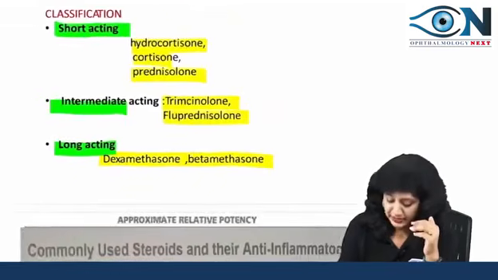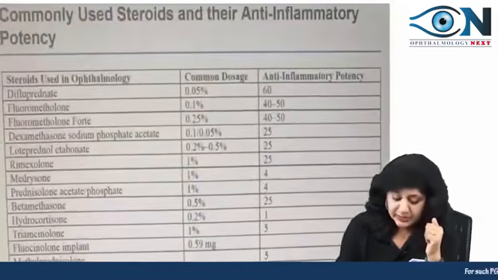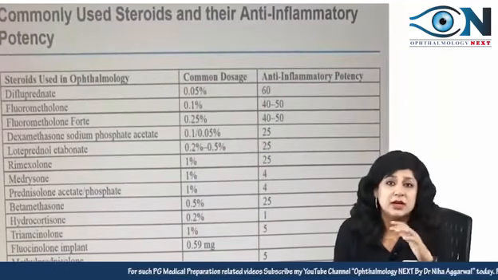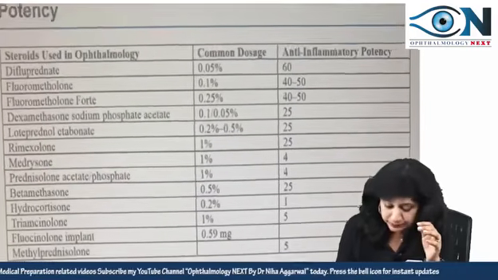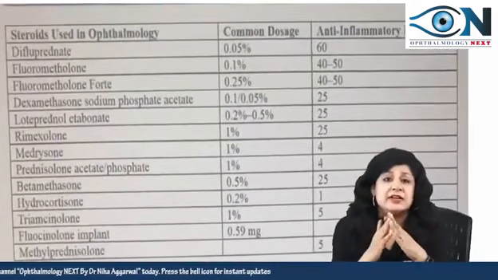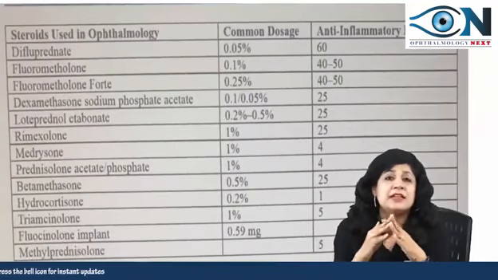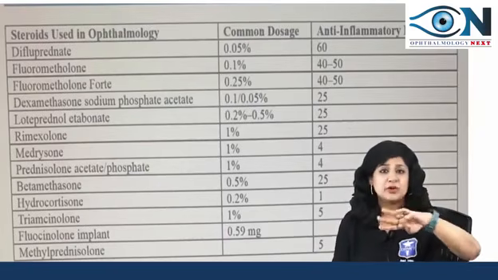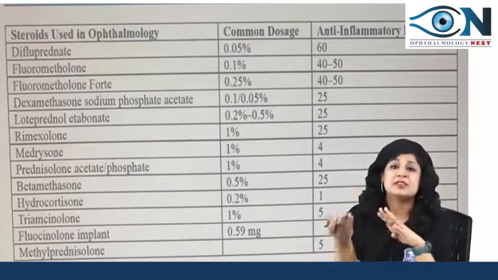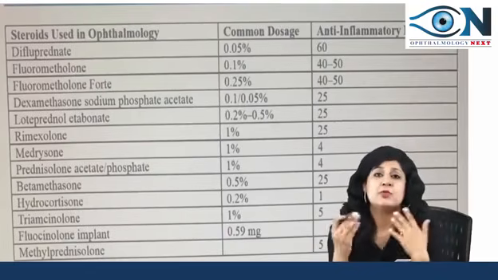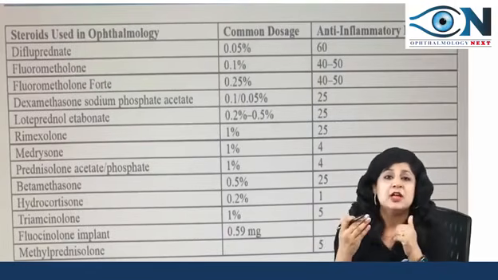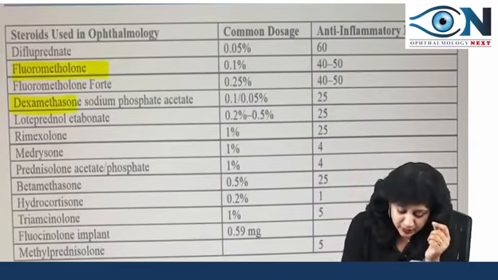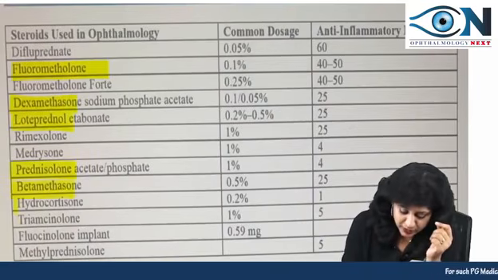Now if you go to the relative potency, I have used this table from Parsons, which is available in chapter number 10. You can see this, and I won't be reading everything here, but the comparison is very, very important, because at times they will give you 4 drugs from this and ask which one of them is least potent or has the most potency, most anti-inflammatory effect, or least side effect. So you should know this order, and especially important is fluorometholone, dexamethasone, loteprednol, prednisolone, betamethasone, hydrocortisone.